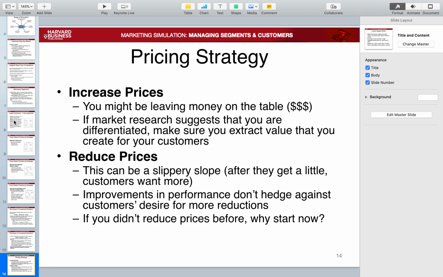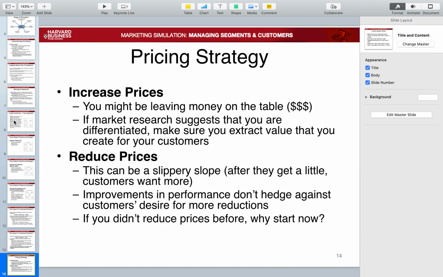So I love this. You might be leaving money on the table. If your customer tells you, I'm willing to pay $100 for your product, why would you charge $50? So be thinking that your pricing strategy can slightly change. But make sure you get all the value that you can, because in this simulation, using market research will actually tell you how much you're going to get.